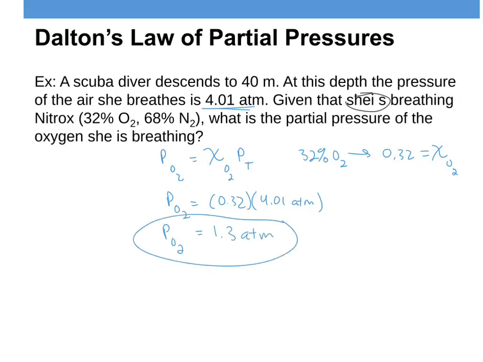That's it. So we can use Dalton's law of partial pressures to find a total pressure by adding up all the partial pressures. But we can also figure out the contribution from one gas's partial pressure to the total pressure, like we just did here.